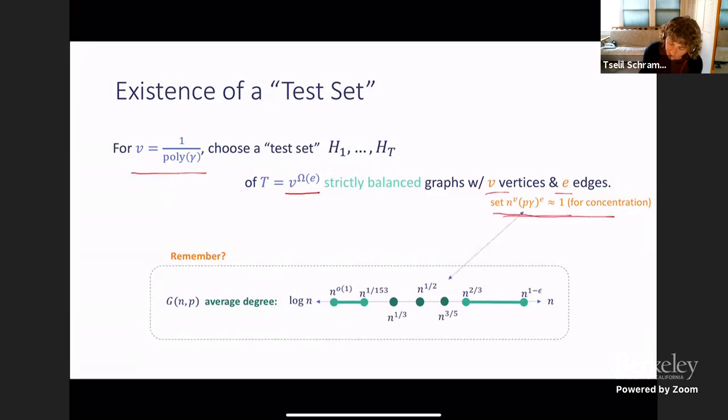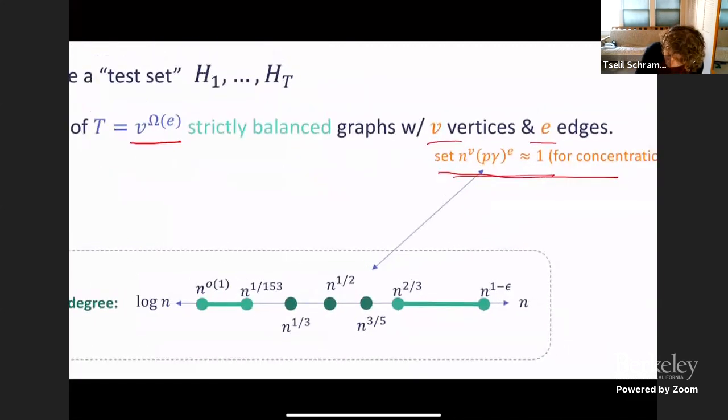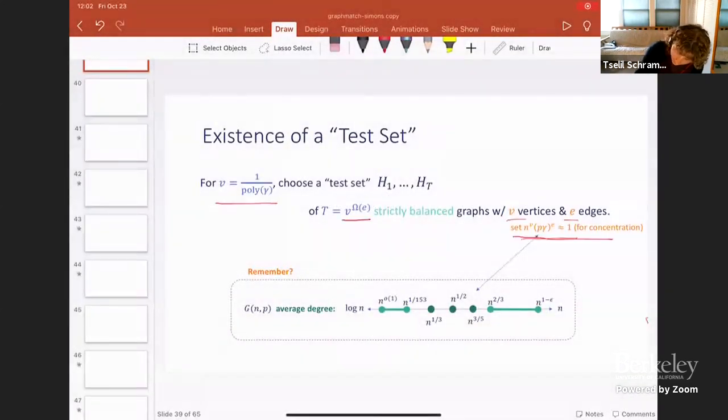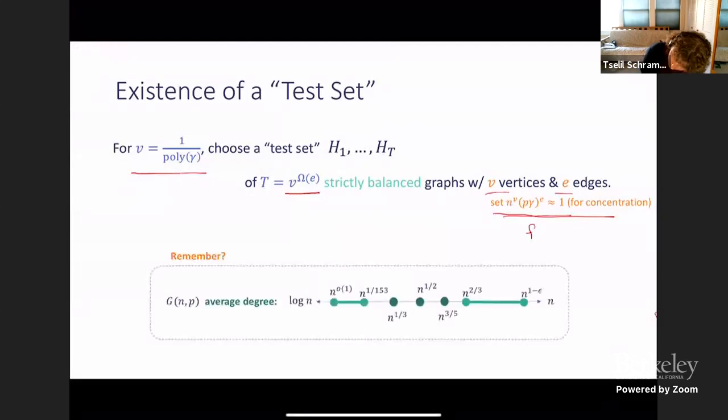The fact that I need to set the expected number of copies to be approximately 1 for concentration reasons will tell me what the ratio of vertices to edges is. So this fixes v over e, the density. What I want is that for any density, I can find a sufficiently large number of strictly balanced graphs at that density. And we can only do it at these densities. In all the other regimes, we don't know enough strictly balanced graphs.